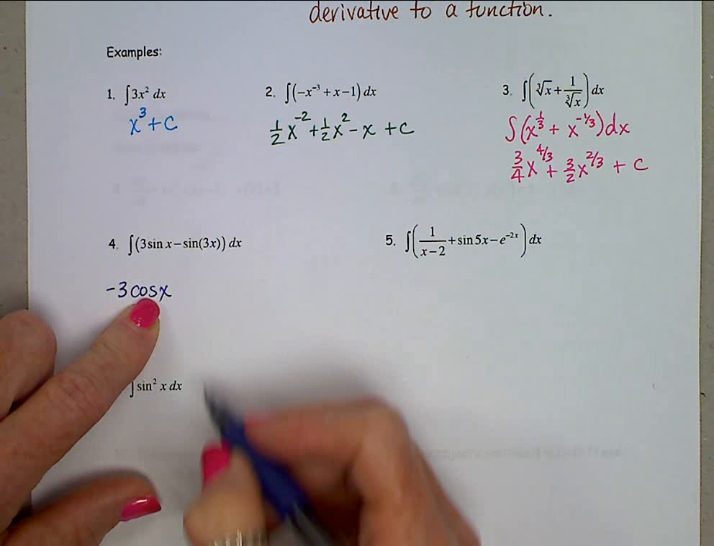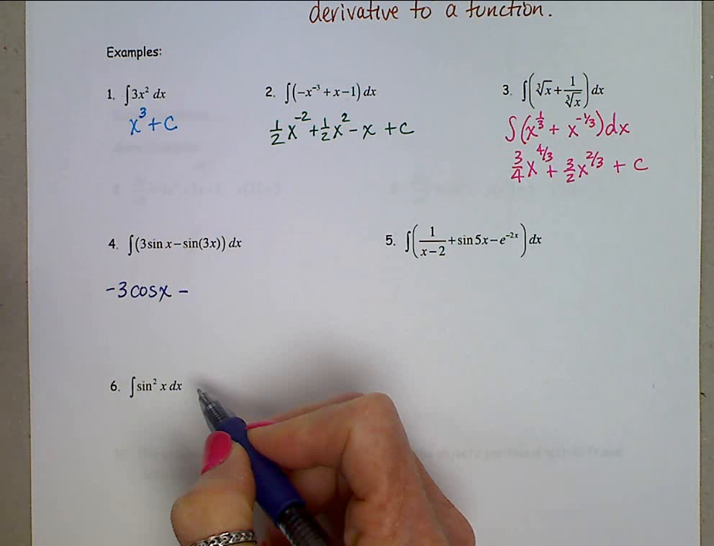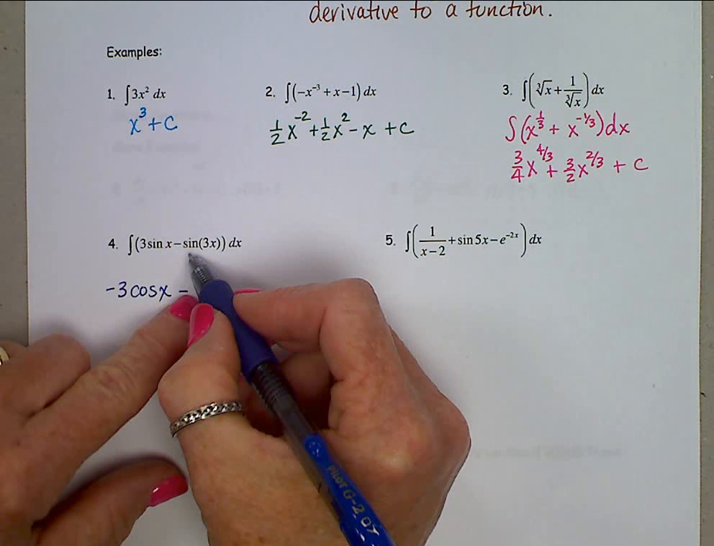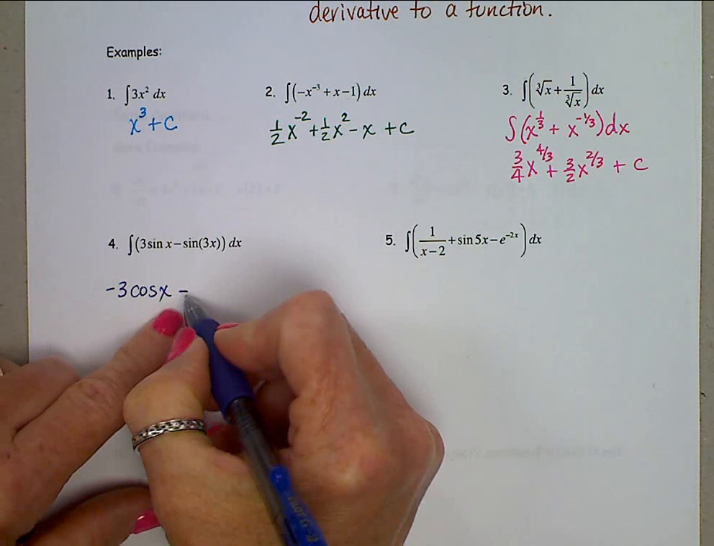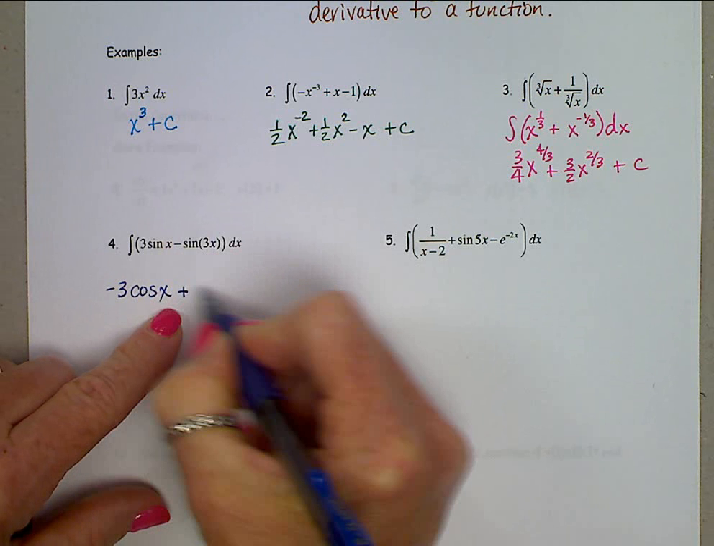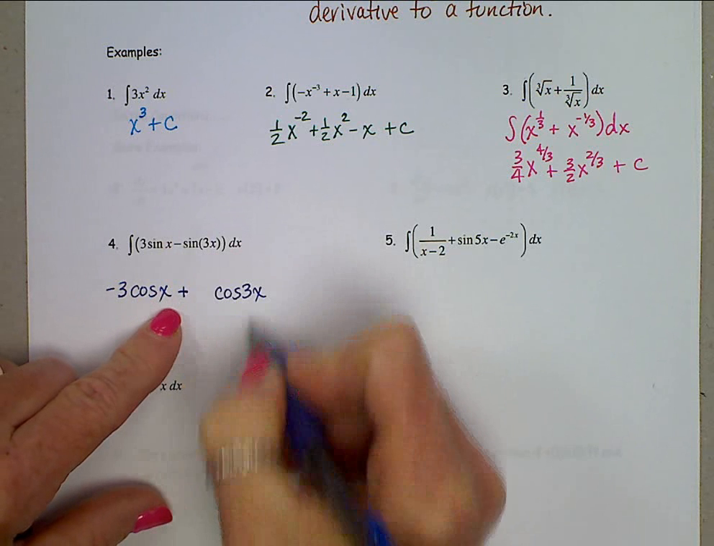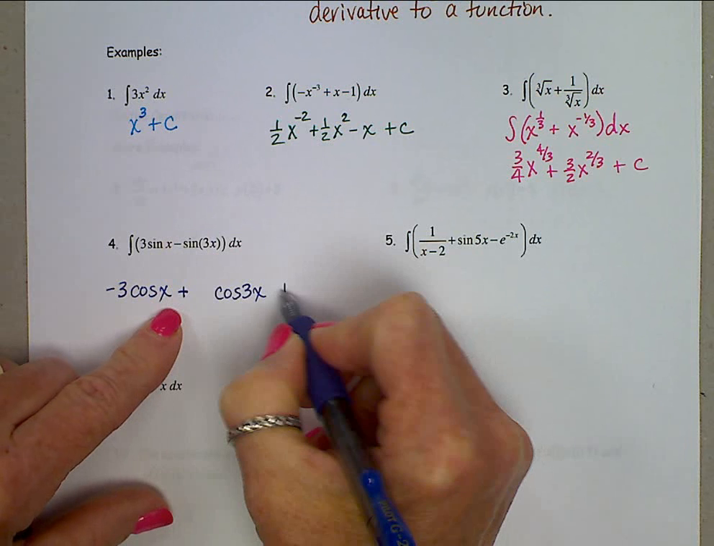And then this piece out here, minus. Again, the antiderivative of a sine is going to be that negative cosine, which is going to turn this to plus cosine 3x plus that constant. I'm putting that out here.